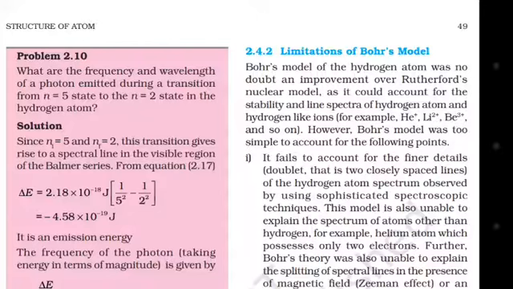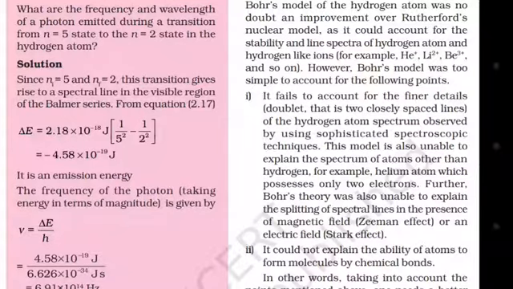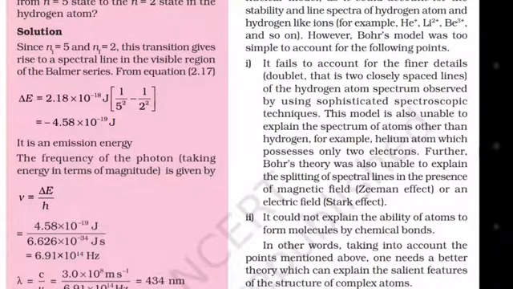Bohr model of hydrogen atom was no doubt an improvement over Rutherford's nuclear model, and it could account for the stability and line spectra of hydrogen atom and hydrogen-like ions, for example He+, Li2+, Be3+, and so on. However, Bohr's model was too simple to account for the following points.